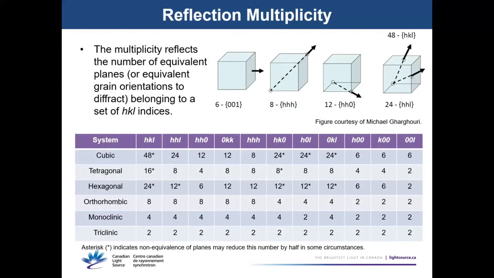Crystals have equivalent planes, and the number of the equivalent planes depends on the Miller indices, which we talked about before, which is known as reflection multiplicity. And this needs to be taken into account in order to obtain the correct reflection intensities. This is normally all done internally by the software, assuming you've loaded the structure up correctly. And reflection multiplicity increases significantly with increasing symmetry. You can see here how a general HKL reflection in cubic symmetry can have a reflection multiplicity of up to 48.